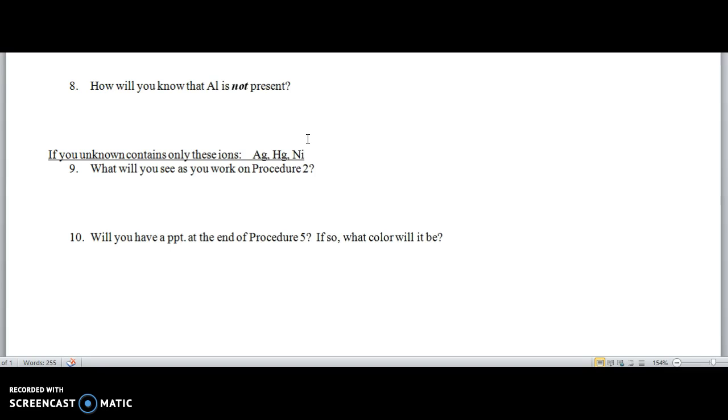Again, with all these, I want to know what you would see, what it would look like. Don't tell me what it wouldn't do. I want to know what it would do when we know that we only have certain ions present in our solution. That's it, guys. Good luck.